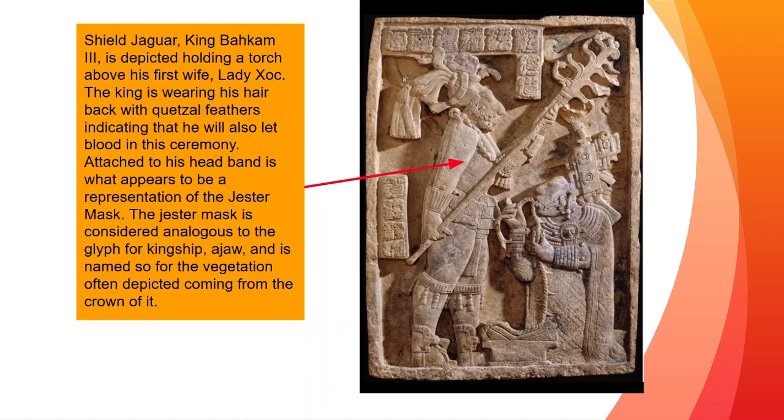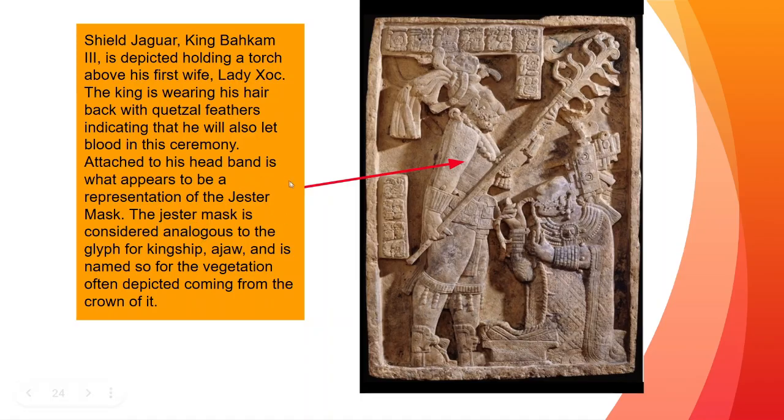Here he is wearing a headdress, and the back of the headdress would have had quetzal feathers, which we'll talk about more with the Aztecs, but the quetzal feathers are indicating he's also going to let some blood in this ceremony. So even though this is focused on her, he will also partake. It is part of that regalia.